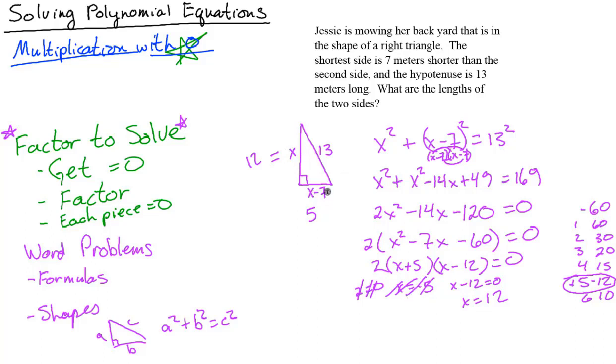And then 12 minus 7. And you can try it. 5 squared plus 12 squared really does equal 13 squared. So the lengths of the sides are 12 meters and 5 meters, and of course the 13 meters on the hypotenuse.